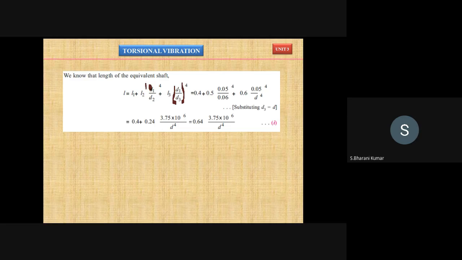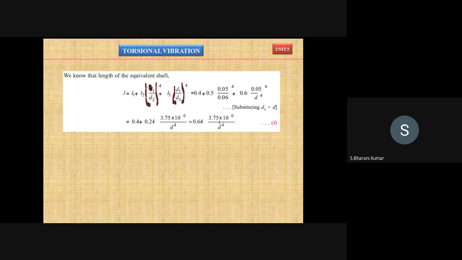Like that the bracket will come here. So it will be (d1 by d2) to the power of 4, (d1 by d3) to the power of 4. The power should not be applied only to d1. Same as before, instead of d3 you put the value as d, because this is the unknown value you want to find out.